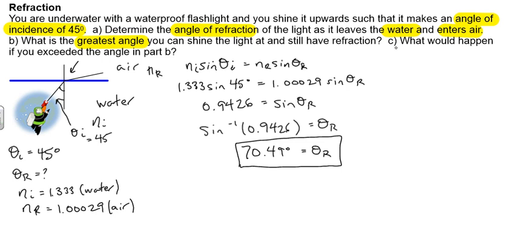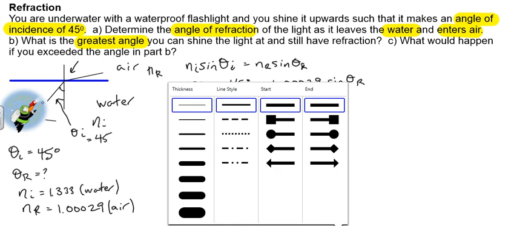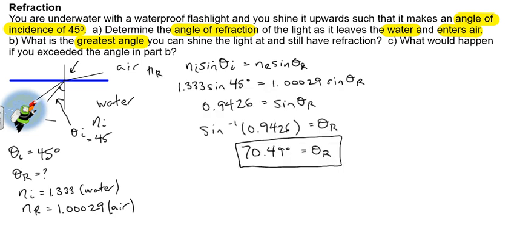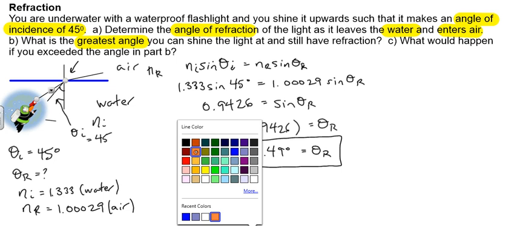Part B says, what is the greatest angle you can shine the light at and still have refraction? So what I'm going to do is take this line here so I can move it, and turn it a little bit. And so it's going to make a greater angle. So now the angle is going to change and it's going to become greater. And let's change the color so we know it's a new scenario. Let's make it a red line.